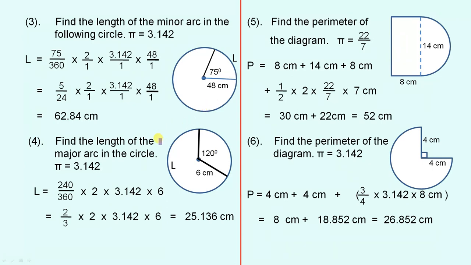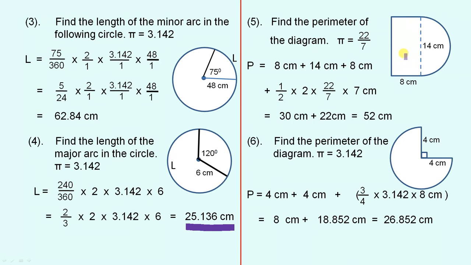Find the length of the major arc in the circle. So here we're asked to find that length there, the major arc. If that's 120 degrees, this one here is 240. So that's the fraction of the full circumference, which works out to be 2/3. So that's 2 pi r, because the radius is 6, and we've been asked to use pi as 3.142, so that's 2/3 of that. Using a calculator, that is the length of the major arc.